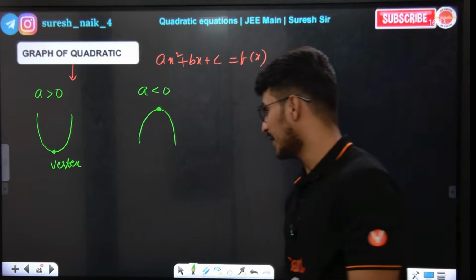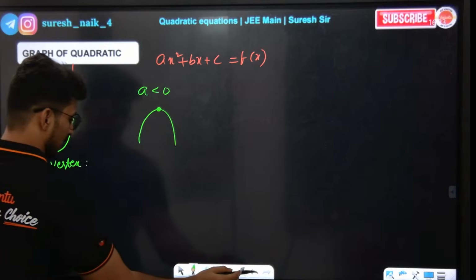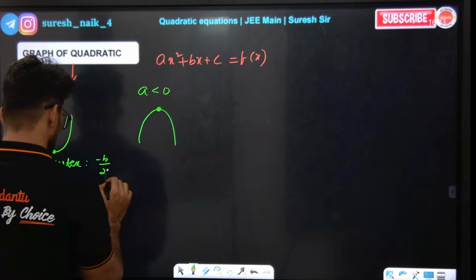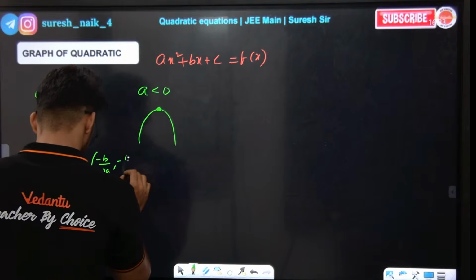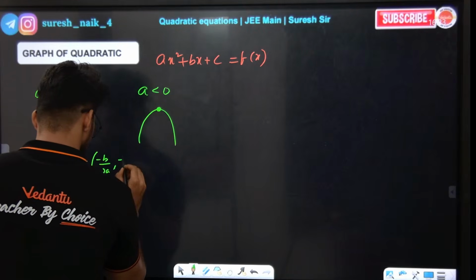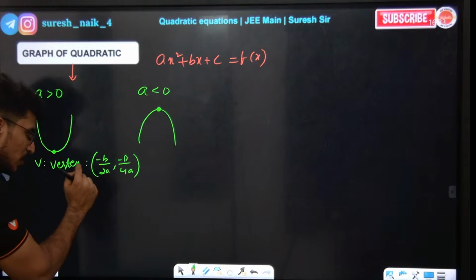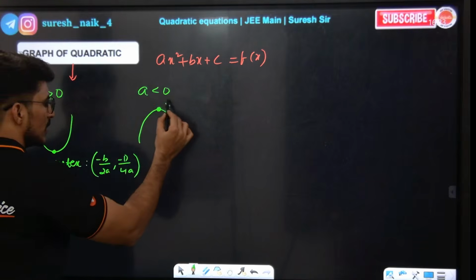Okay, so tell me here. What is the vertex? Basically, I'm denoting the vertex with V. It is minus b by 2a, comma minus D by 4a. Are you getting the point? Minus D by 4a. This is the vertex. The formula minus b by 2a, comma minus D by 4a is the vertex of the parabola.